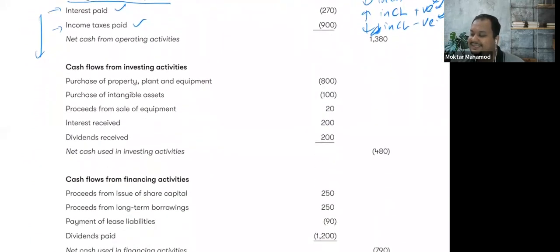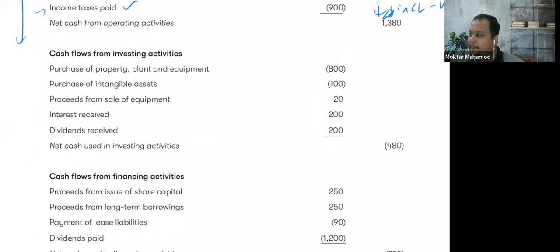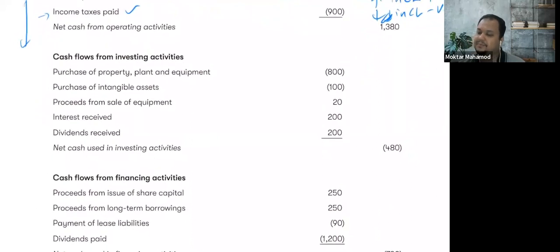Cash flow from investing activities. Investing, this is your double entry. You're working for property, plant, equipment, intangible asset later on. So there will be a disposal of equipment, from the sale of equipment, and you have interest income and dividend income. So also under your investing activities.